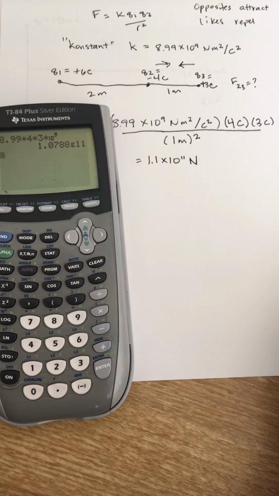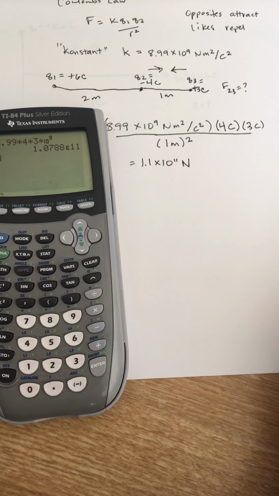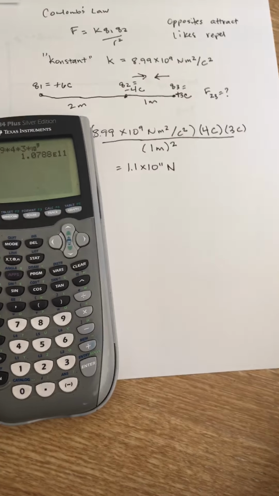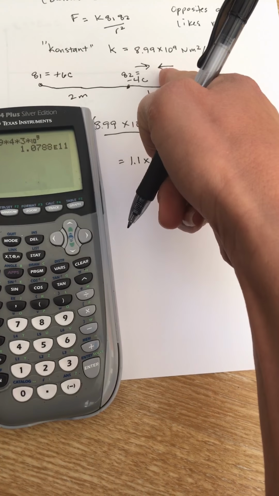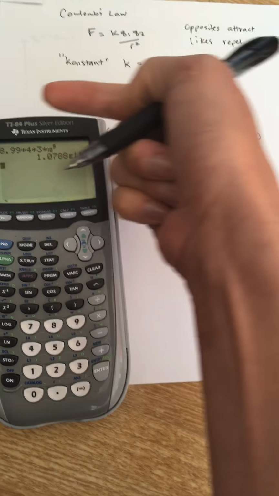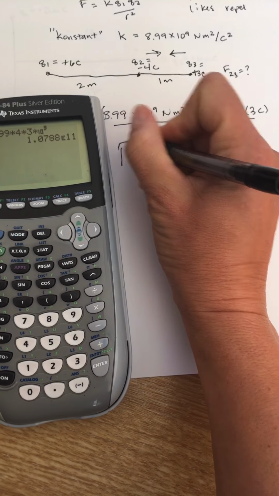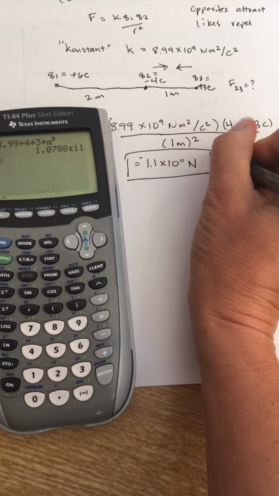Now, in the answers in your program, you will see that this is a negative number. Why is it negative? Because of the direction. It's going in the negative direction on the number line. So negative 1.1 times 10 to the 11 is the best answer.